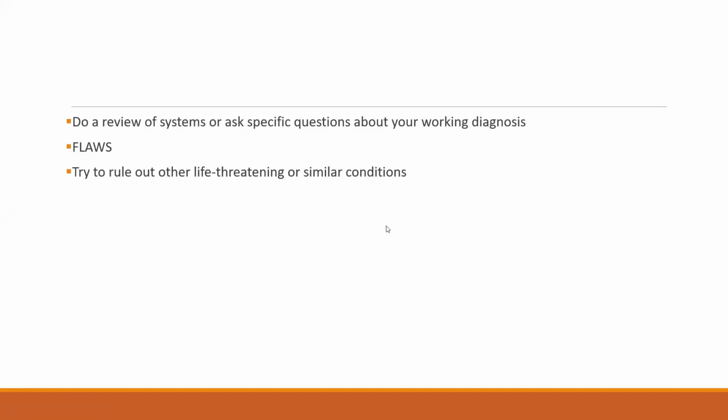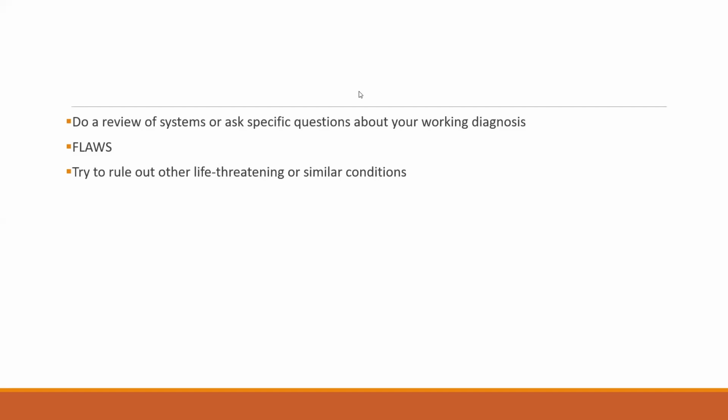Then you try to rule out other life-threatening or similar conditions, right? You guys saw that when we said chest pain that radiates, we add MI, we add PE. So you definitely want to rule out your differentials. But again, don't be so focused, because if a patient has chest pain that is radiating to the jaw and they're having sweating, and there is no leg pain, you've already somehow ruled out pulmonary embolism. So you don't need to start asking the patient questions about pulmonary embolism all over again.